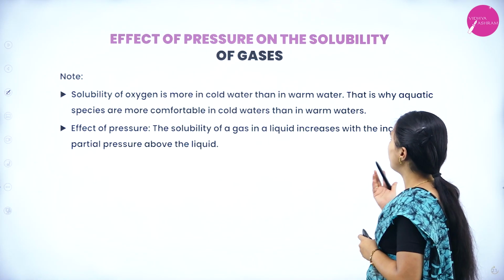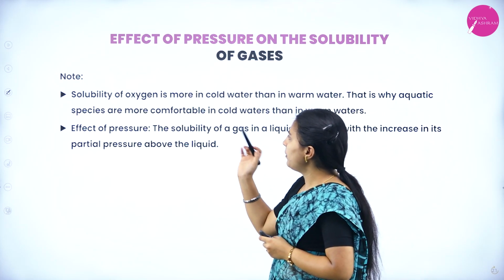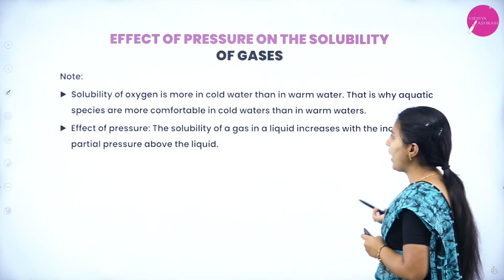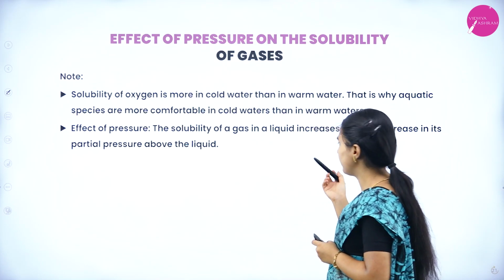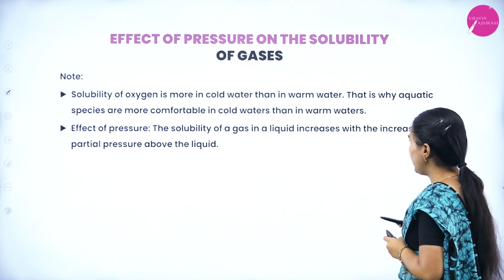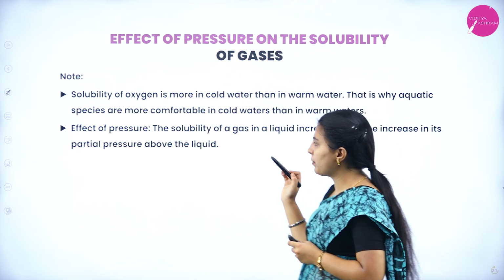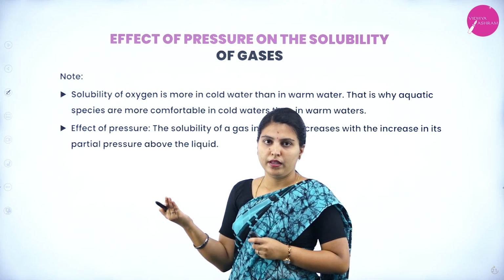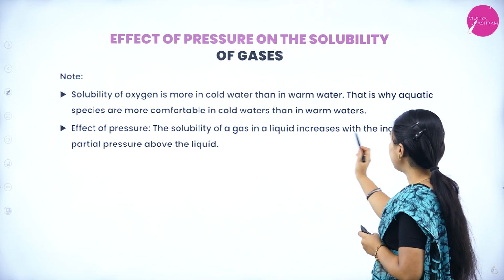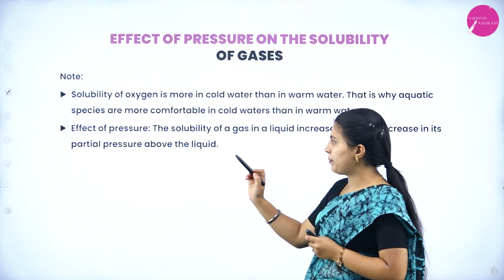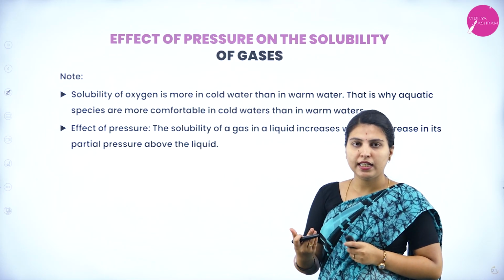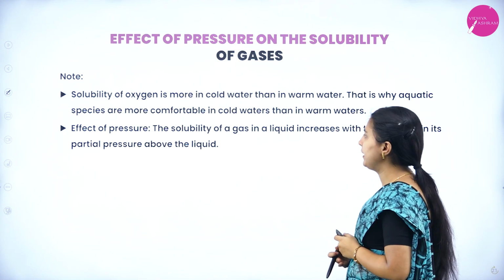Next, effect of pressure on the solubility of gases. Solubility of oxygen is more in cold water than in warm water. That is why aquatic species are more comfortable in cold waters than in warm waters. And as for the effect of pressure, the solubility of a gas in a liquid increases with increase in partial pressure above the liquid. When the partial pressure of the gas increases, obviously solubility of the gas will increase.